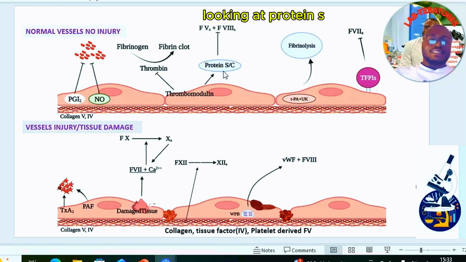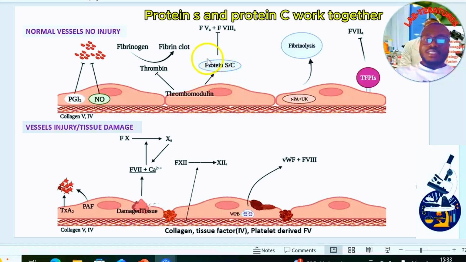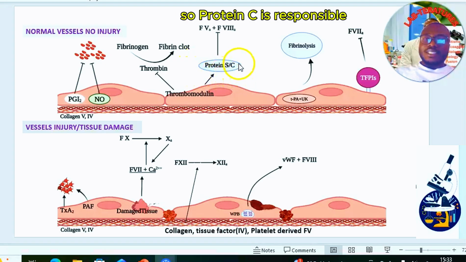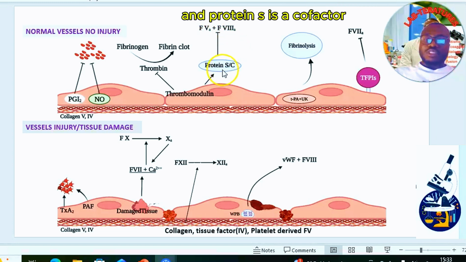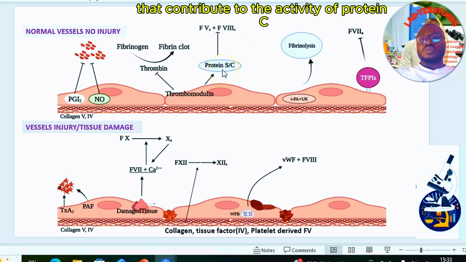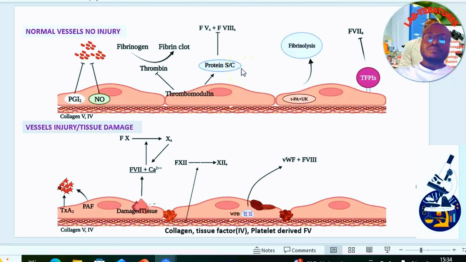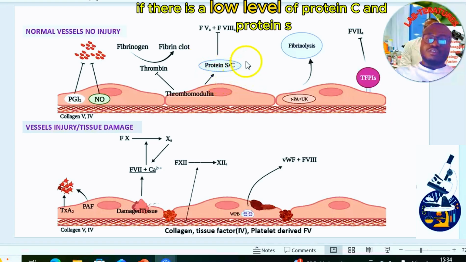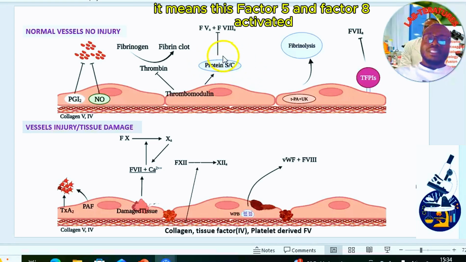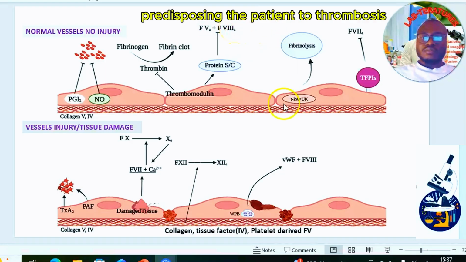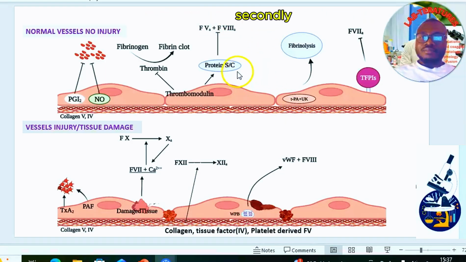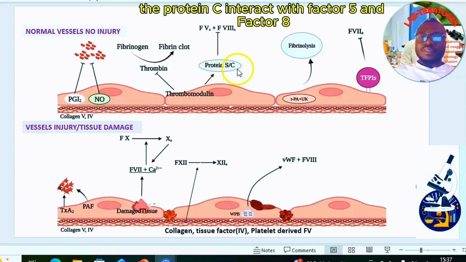Looking at protein S. Protein S and protein C work together. So protein C is responsible for inactivating factor 5 and factor 8, and protein S is a cofactor that contributes to the activity of protein C. If there is a low level of protein C and protein S, it means this activated factor 5 and factor 8 will continue to cause clot formation, predisposing the patient to thrombosis. Secondly, protein C interacts with factor 5 and factor 8.